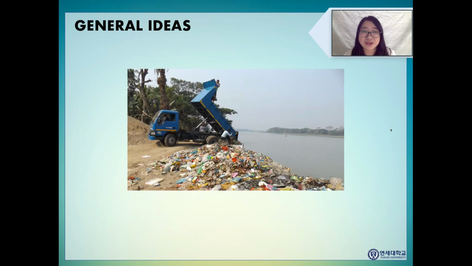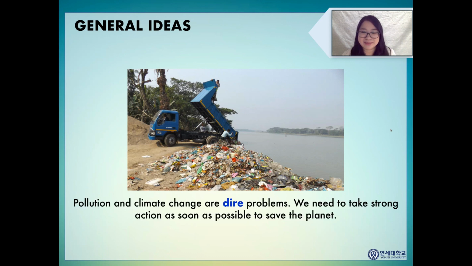They are dumping trash in the river. This is something that is very common in some countries. And if you go on YouTube, you can watch videos of people doing this. When I watch videos like this, it really hurts me to see. Let's read the statement. Pollution and climate change are dire problems. We need to take strong action as soon as possible to save the planet. Agree or disagree?